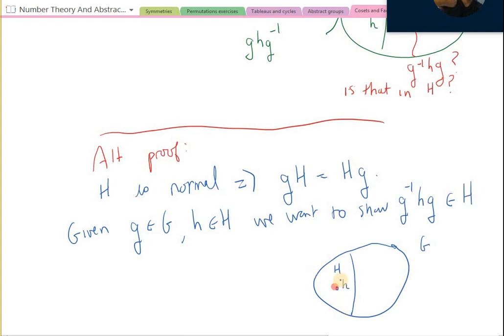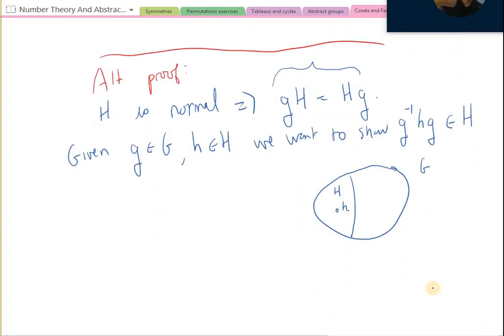If G inverse little h was always in the big H, then anytime you multiply something in here by an element of big G, you'd stay in here. So that's not true. But what does this mean? What does it mean that G big H equals big H times G? What does that actually mean?